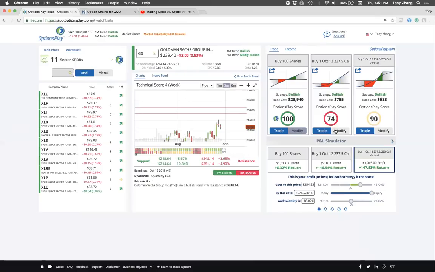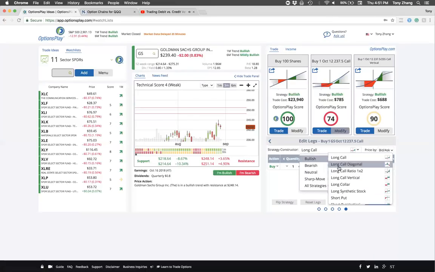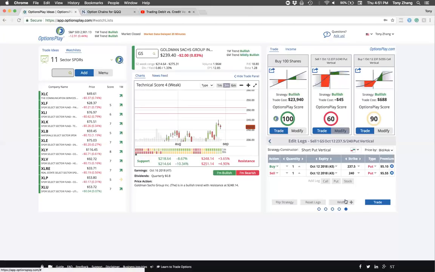Then what I'm going to do now is modify this call. I'm going to change this to a credit spread. I'm going to show you these two strategies side by side. So we can use our strategy constructor, which you can use to say I'm bullish on Goldman Sachs, and we know the short put vertical is the bullish strategy for a credit spread.